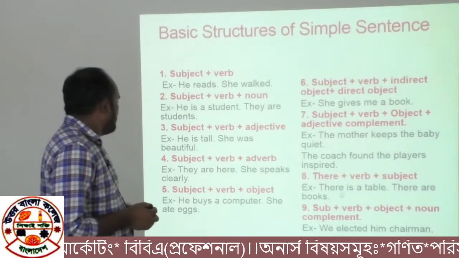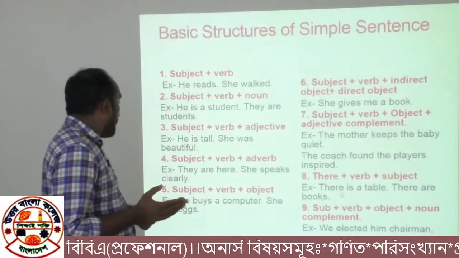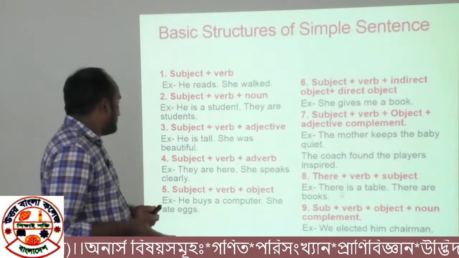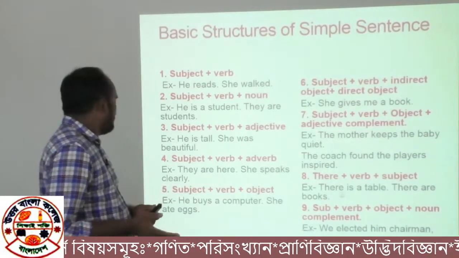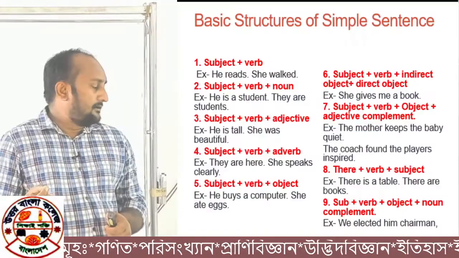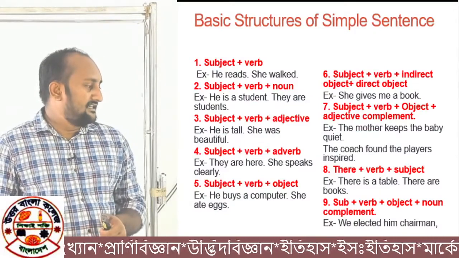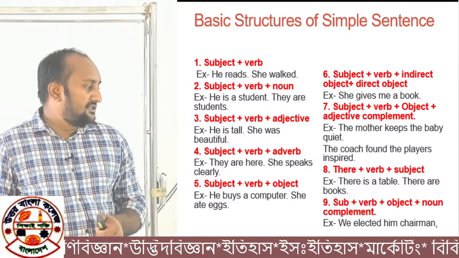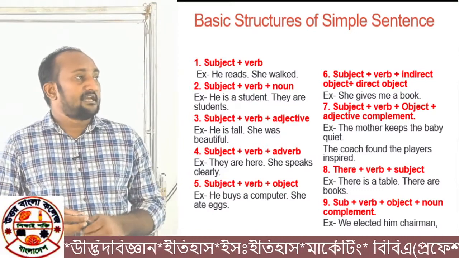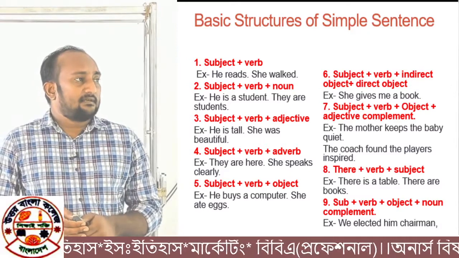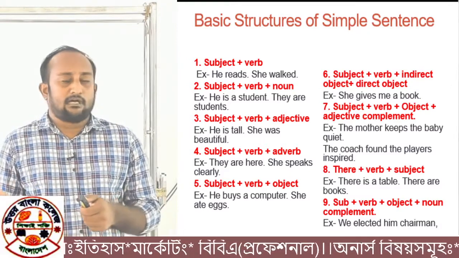And structure 4, subject plus verb plus adverb. So, they are here, she speaks clearly. Then structure 5, subject plus verb plus object can be a sentence: he buys a computer, she had eggs. Then subject plus verb plus indirect object plus direct object: she gives me a book.